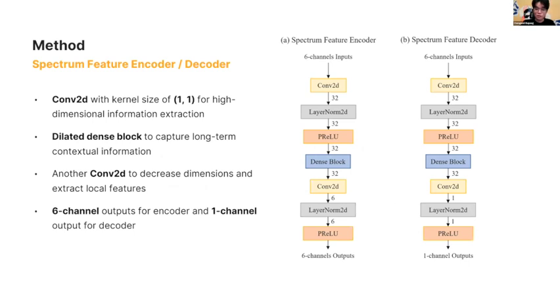Let's go back to the network architecture and start with the spectrum feature encoder and decoder. The only difference between encoder and decoder is that the encoder is 6-channel in, 6-channel out, while the decoder is 6-channel in, 1-channel out, as the final output will be a 1-channel signal. There is a conv2D for high-dimensional information extraction, a dilated dense block to capture long-term contextual information, and another conv2D to decrease dimensions and extract local features. Layer norm and PReLU are inserted after each convolution operation for better performance.